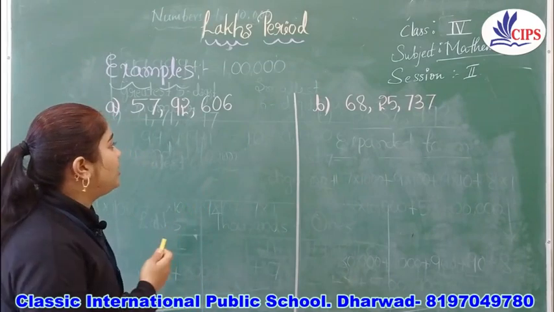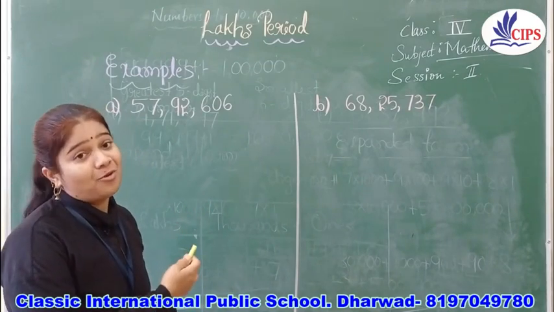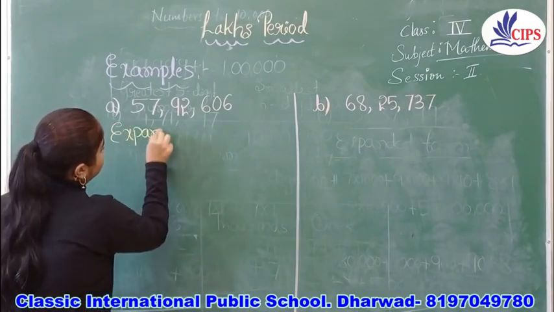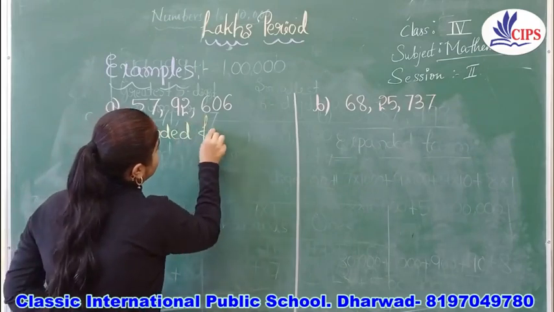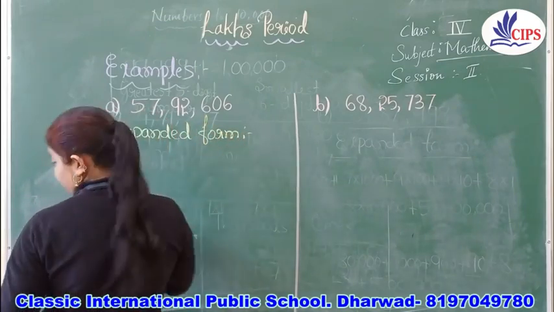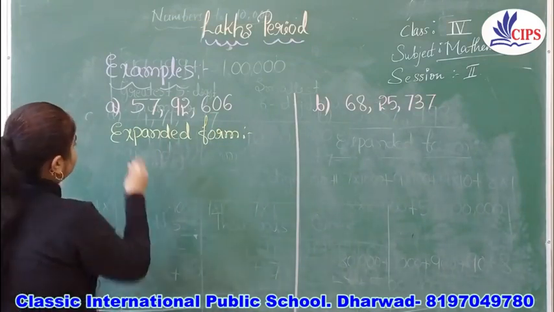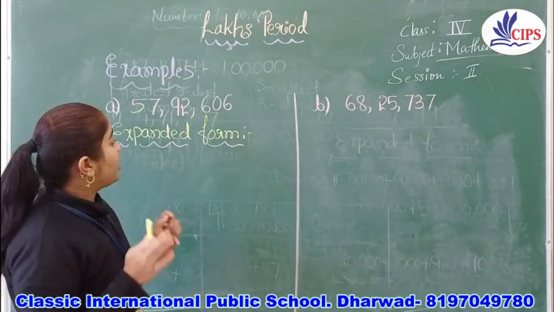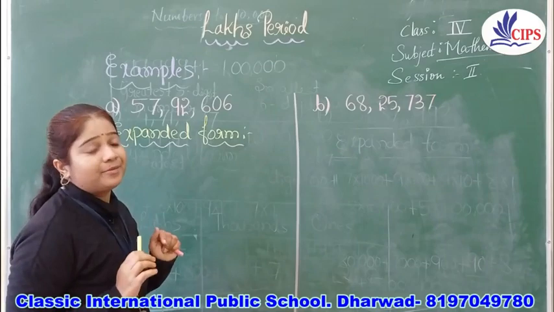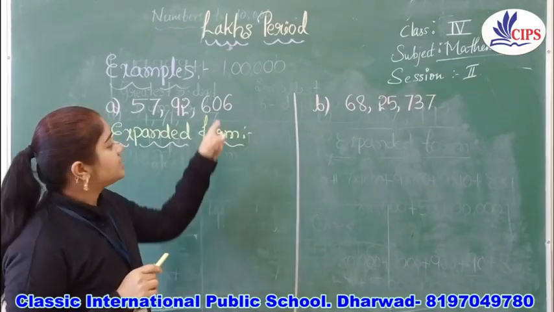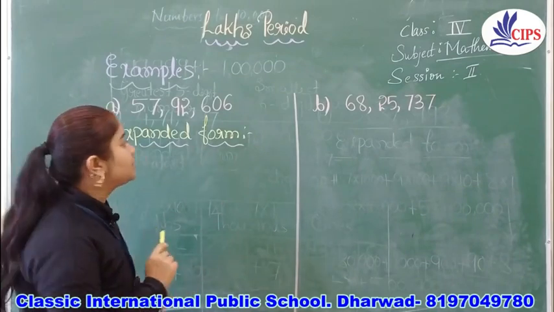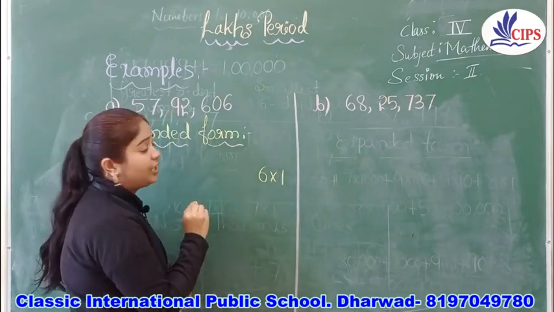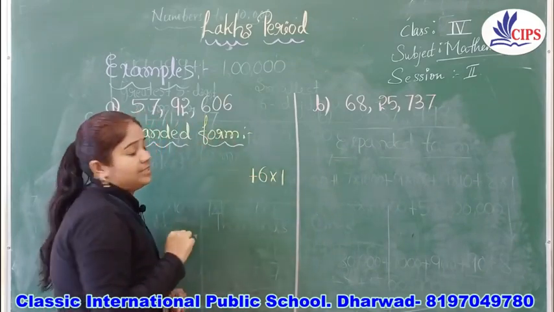Okay, so now we'll write the expanded form of this number. As you know, we have to go to the extreme right side of that number. So we'll take this first 6. 6 is in what? Ones place. So we'll start that. 6 into 1.